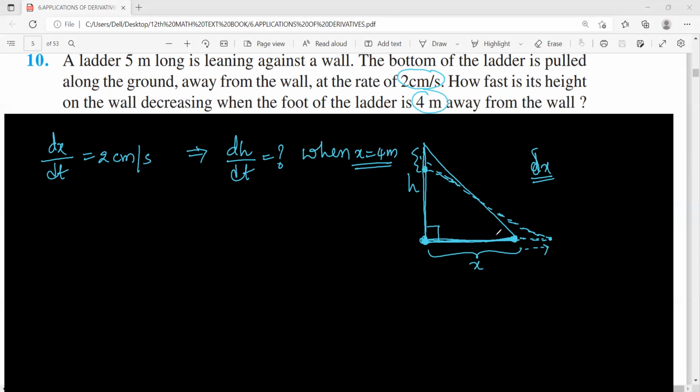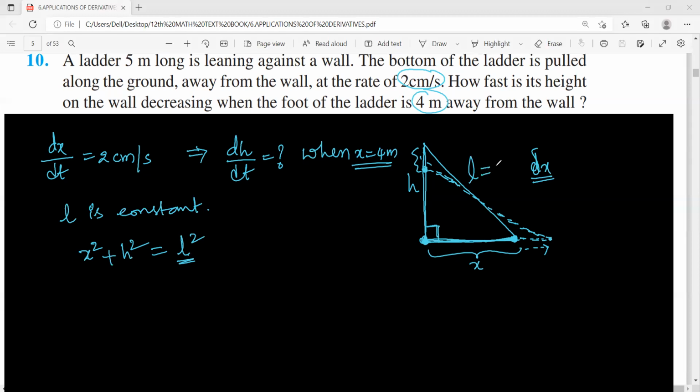Now let's say L is the length of the ladder. L is always constant. Here L is constant. That means, this is a right angle triangle, therefore x square plus h square is L square, which is constant. Here x is changing, h is changing, but L is constant.